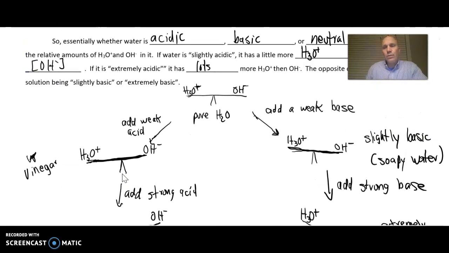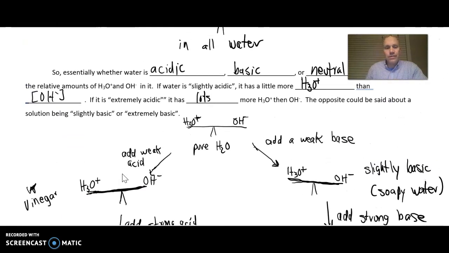So in the previous video, we described the nature of acidic and basic solutions. And essentially what makes something either acidic or basic is the relative amounts of H3O plus, which is the hydronium ion, versus hydroxide ion in the solution.